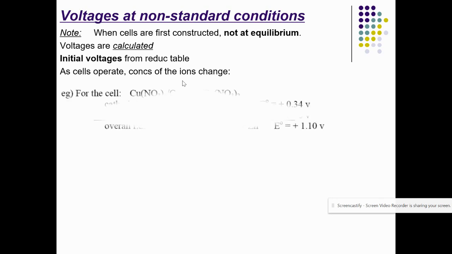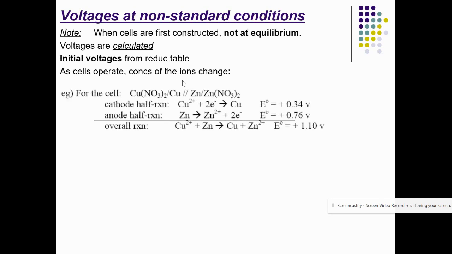And okay, so this next one is voltages at non-standard conditions. So when the cells are first constructed, not at equilibrium. So when you charge your battery, it's not at equilibrium. A dead battery is when it is at equilibrium. It's all spent, right?